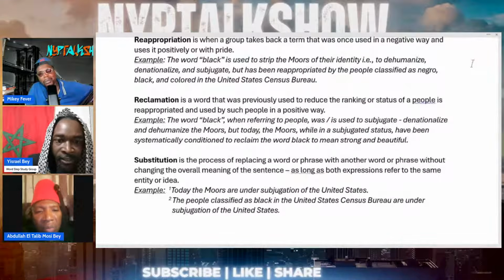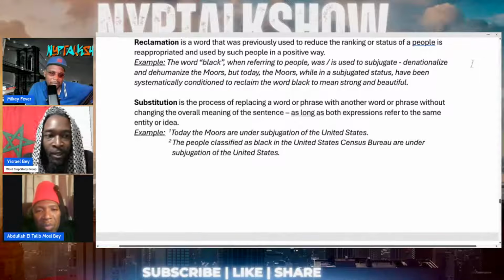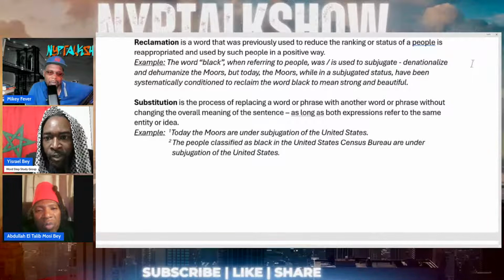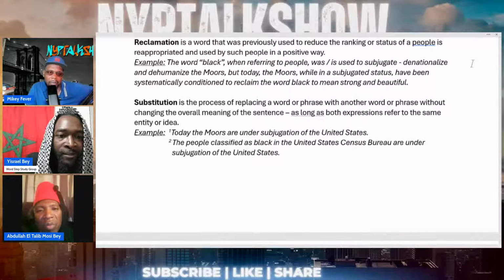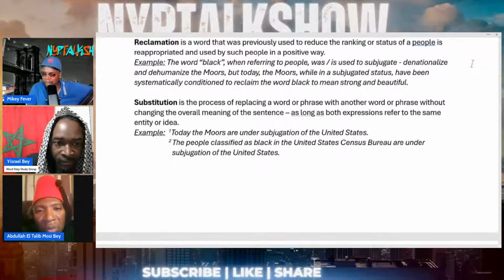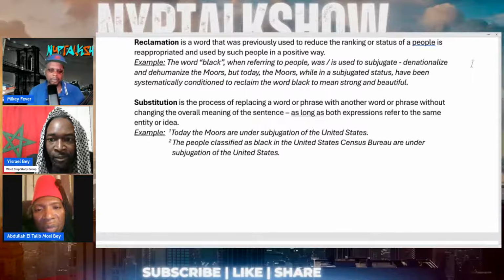Substitution is the process of replacing a word or phrase with another word or phrase without changing the overall meaning of the sentence, as long as both expressions refer to the same entity or idea. Example, number one, today the Moors are under subjugation of the United States. Number two, the people classified as black in the United States Census Bureau are under subjugation of the United States.